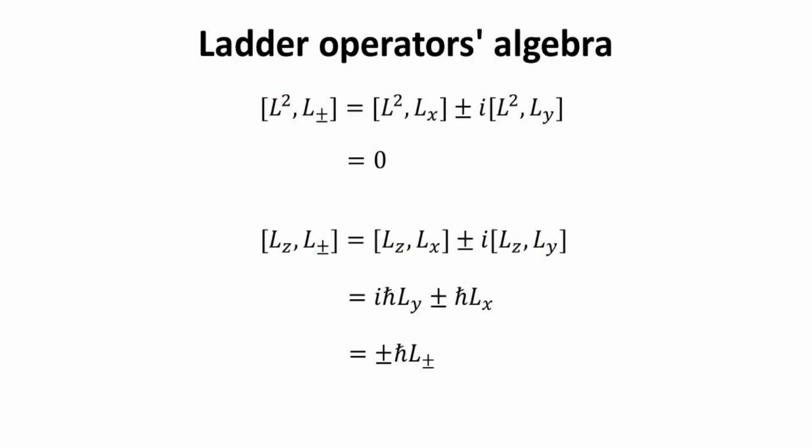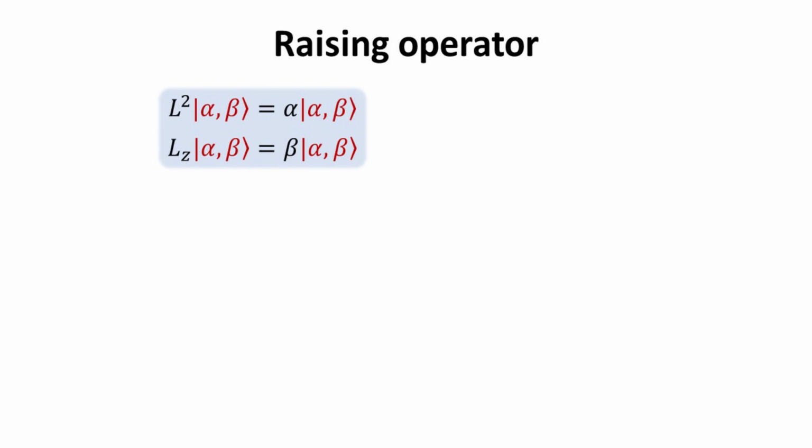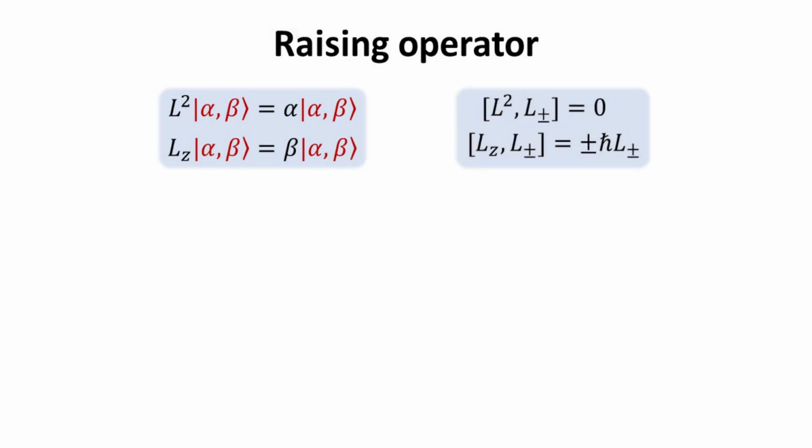It is straightforward to work out the commutator of these ladder operators with L squared and Lz. We shall leave for you to inspect the algebra on your own, so feel free to pause the video here if you want to make sure of it yourself. Okay, we have the eigenstate that simultaneously diagonalizes the L squared and Lz operators. We also have the commutators for the ladder operators in our toolbox.